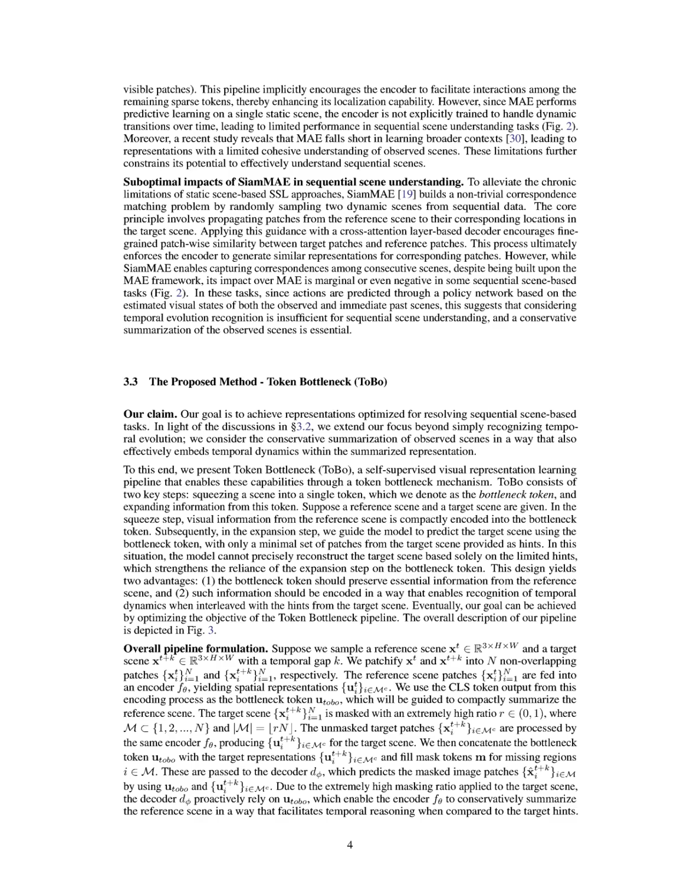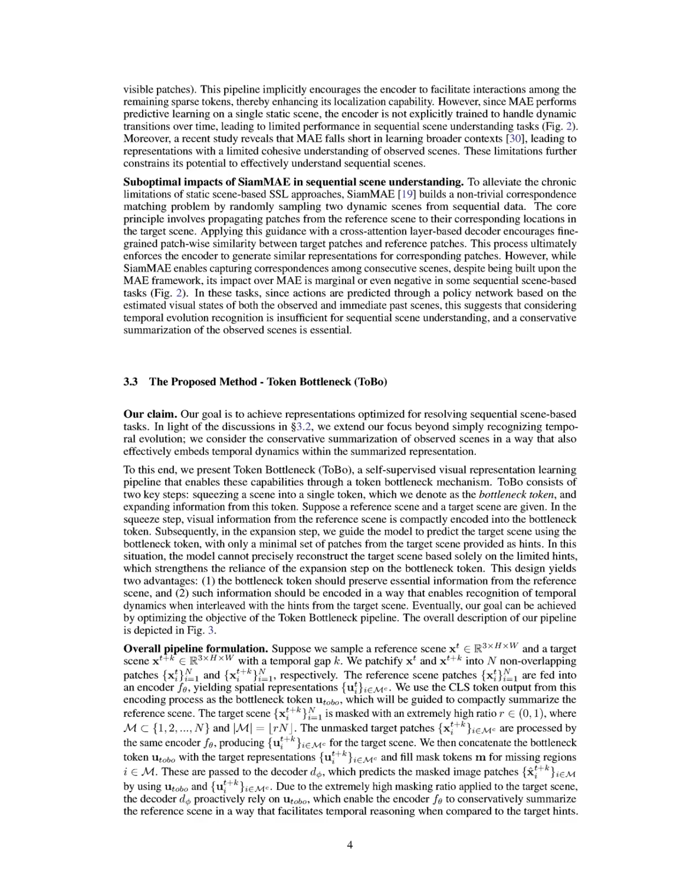In the squeezing step, a reference scene is compactly encoded into a single bottleneck token, which captures essential information from the scene. This is achieved by patchifying the reference scene into non-overlapping patches, which are then processed by an encoder to generate spatial representations, with the CLS token serving as the bottleneck token. In the expansion step, the model predicts a subsequent target scene using this bottleneck token, along with a minimal set of patches from the target scene as hints.